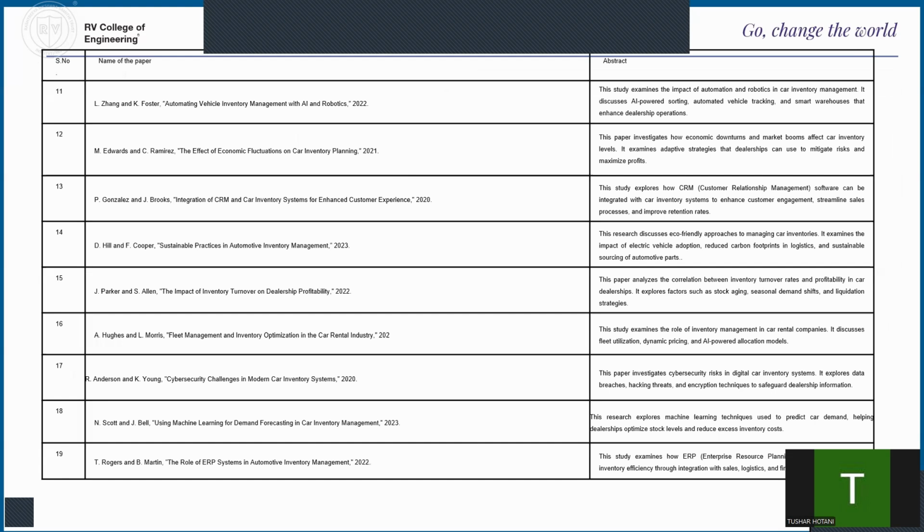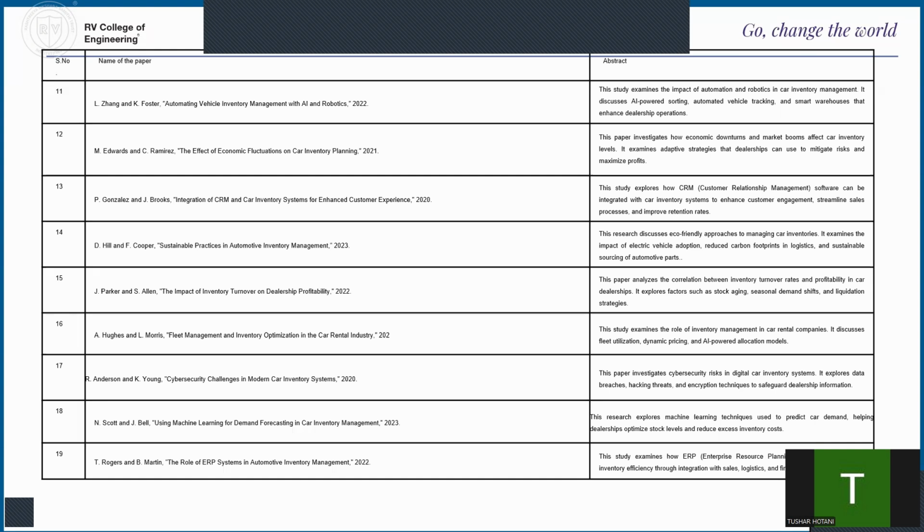Coming to the next part, paper 15, 16, and 17 are about the future of car inventory systems. Paper 15 analyzes the difference between inventory turnover rates and profitability in car dealerships. It explores factors like stock aging, seasonal demand, and shifts. Paper 16 tells us about the role of inventory management in rental companies, discussing fleet utilization, dynamic pricing, and AI-powered allocation models. And paper 17 is about data breaches, hacking threats, and encryption techniques.